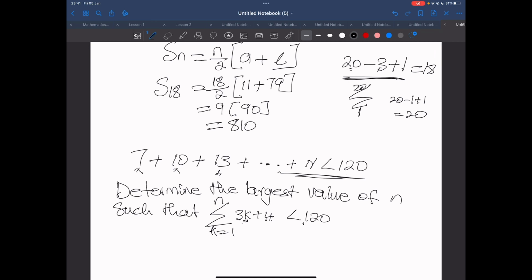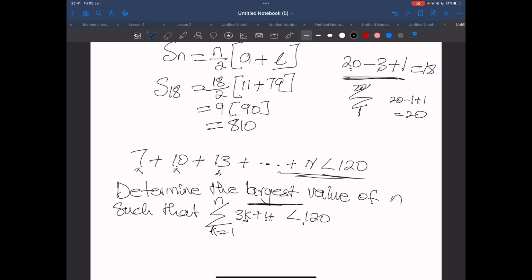So we know that if we add 7 plus 10, the answer is less than 120, it's 17. So that is why the question is the largest. If we add 7 plus 10 only, it's actually the lowest. So we want to know the largest number of terms such that when we add them, the answer is less than 120. So the important thing here is to be able to understand the question.